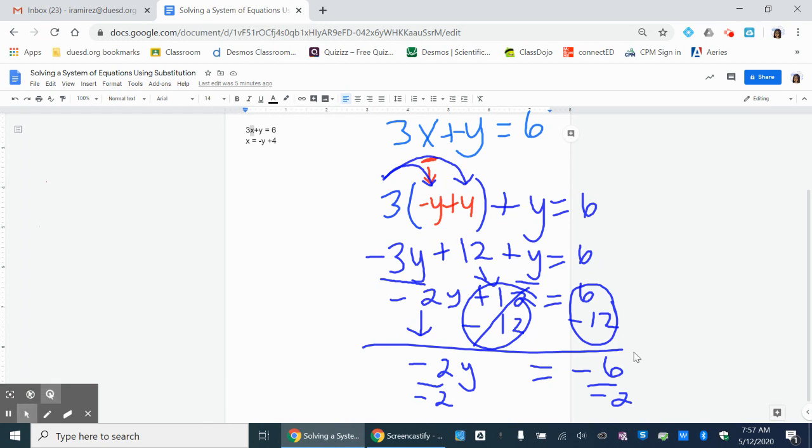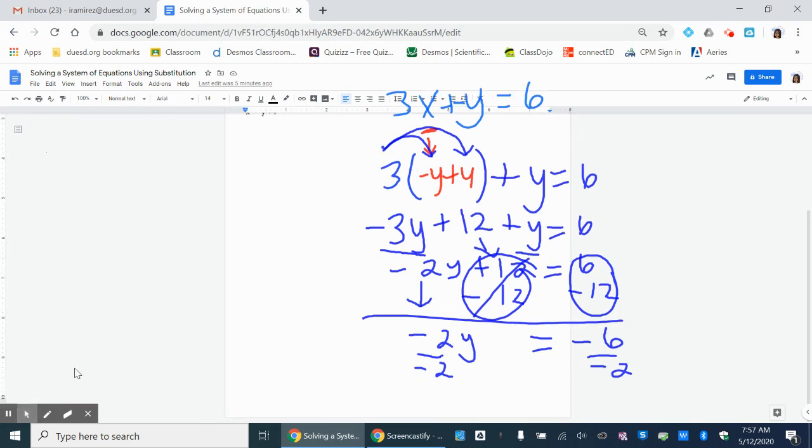And now we see that negative 2 divided by negative 2 makes 1. And we don't usually put the 1, it's just y, because 1y is just y. So I'll just go ahead and erase the 1. And then on the other side, negative 6 divided by negative 2 makes positive 3. So that tells me now that y is 3.